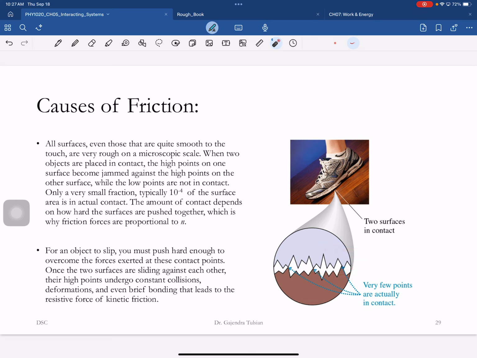And of course, the more atoms that are in contact, the greater the friction force. How can you increase the number of atoms that are in contact? If you press down on the surface, the heavier this object, the more atoms will be in contact. That's why friction forces are proportional to the normal force. By the way, here's an interesting fact. When two surfaces are in contact, the actual surface that is in contact is only 1 part in 10,000.